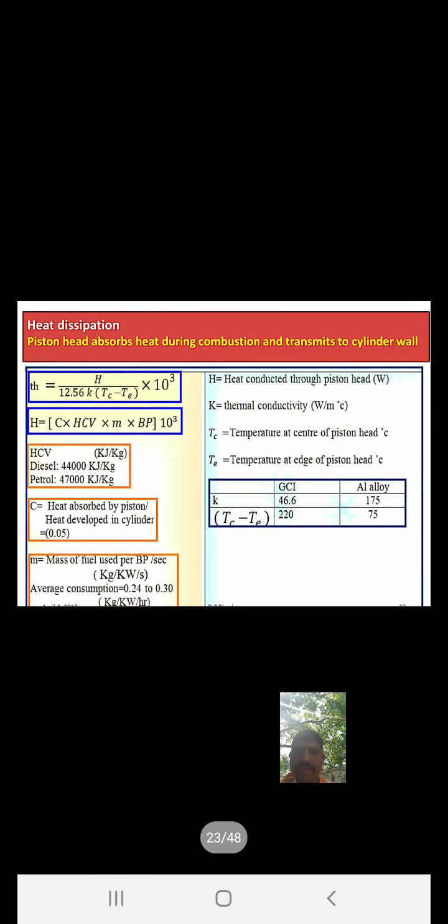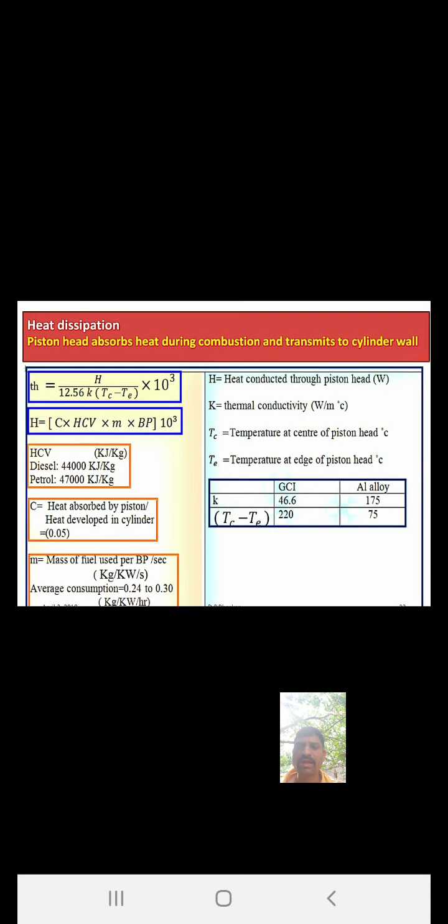Then see heat dissipation. I have already told how to calculate with the help of heat dissipation. This was the strength consideration. Then heat dissipation: the piston has some portion of heat from the gases which has to be transferred to the cylinder through the piston ring and through direct contact. If the heat is not transferred to the cylinder, the piston gets overloaded.